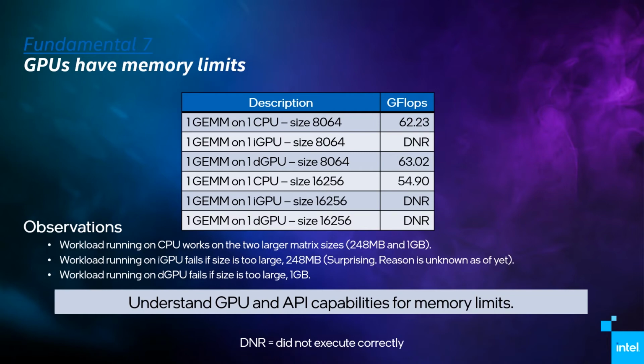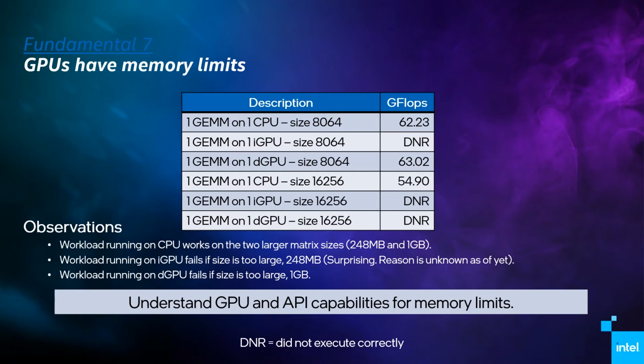And then the discrete GPU actually had problems with the 16,256 element. And the size of those matrices, the 8064 by 8064 is about 248 megabytes, and then the 16K by 16K is about 1 gigabyte. And your actual discrete card may have more memory than 1 gigabyte, but there are limits in the actual library used. This is OpenCL, and so there may actually be some limits on the largest size of an object that you can allocate on a particular GPU.